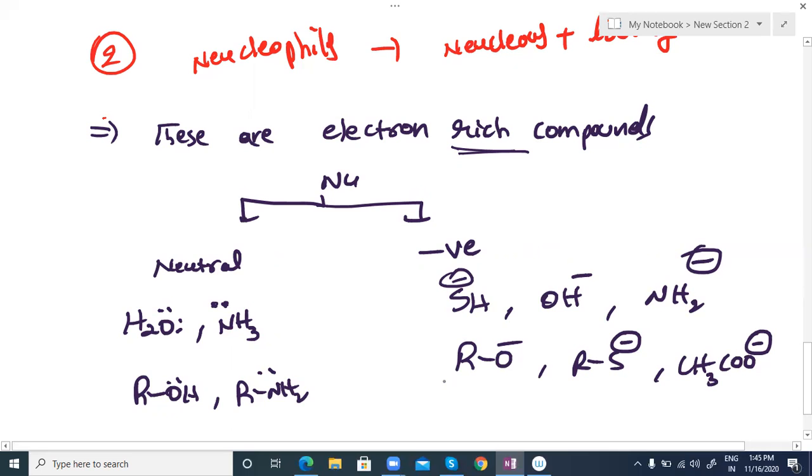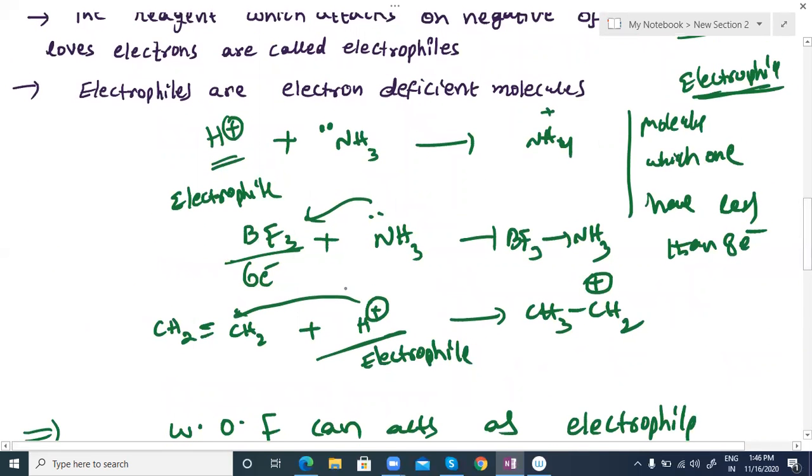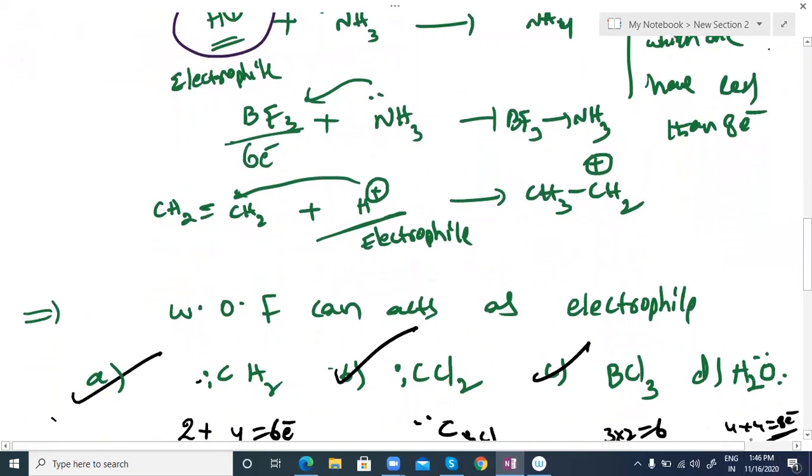I can show some PDF. You can save time and collect a larger number of examples. That is the purpose for which I am showing it. So finally, you got it: an electrophile means an electron deficient compound. They can attract electrons. Those which have fewer electrons, less than 8, are generally electrophiles. And those which have more electrons, or lone pairs, we call nucleophiles. Got it? Now I am discussing here.